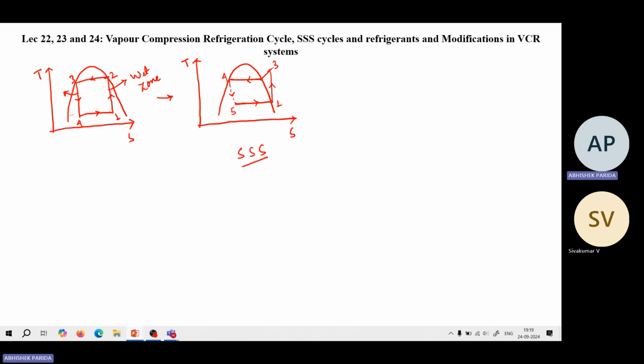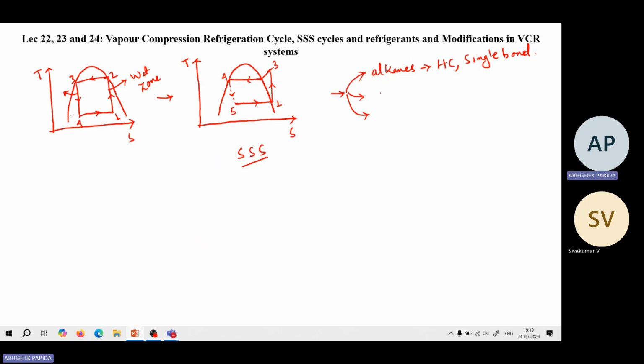Based on that, the refrigerants that are used were discussed along with their nomenclature. We discussed alkanes. These are generally hydrocarbons, and these have a single bond between the two carbon atoms.